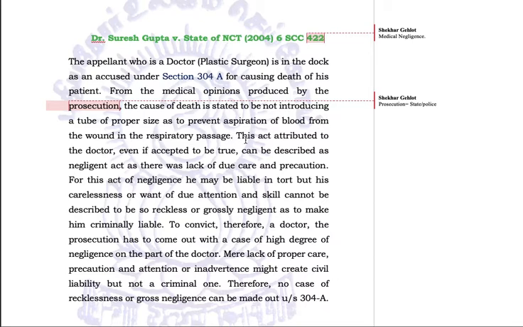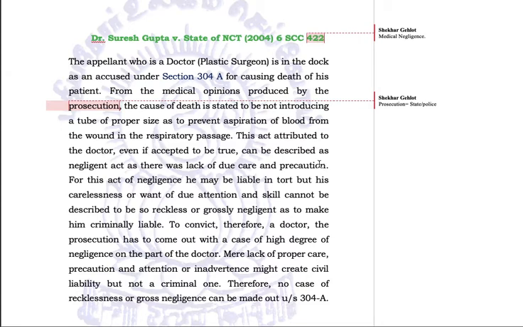This act attributed to the doctor, even if accepted to be true. Now, the Supreme Court says if we accept the medical opinion to be true, that the doctor should have put a tube inside the patient's chest or neck region in order to stop the aspiration of blood, even if we accept that he failed in doing so, it can be described as a negligent act as there was lack of due care and caution. Okay, we can say this is a negligent act.